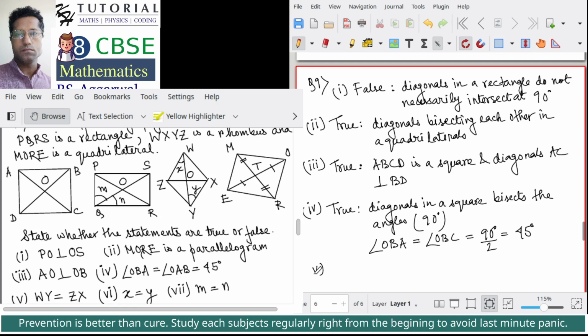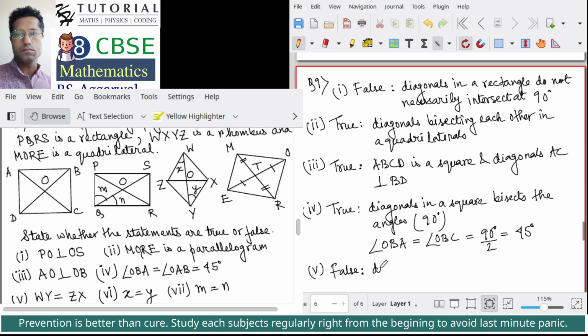5 is saying WY is equal to ZX. So WXYZ is a rhombus. So WY is equal to ZX. WXYZ is a rhombus, and in a rhombus it is not the case. In a rhombus the diagonals need not be equal. The diagonals can be unequal in a rhombus. So this is false.